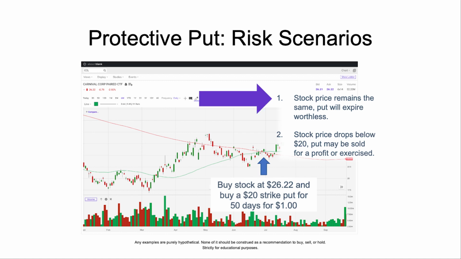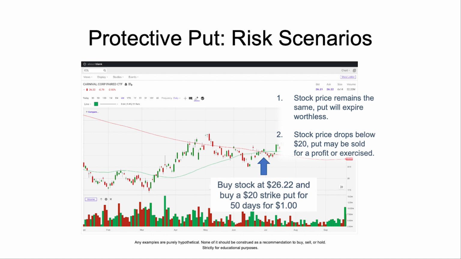Now, we're not making any money by owning the stock, and what would happen is we would not use our put either, so it would expire worthless. So we've not profited from stock ownership, and we've lost the amount of premium that we paid for the put.